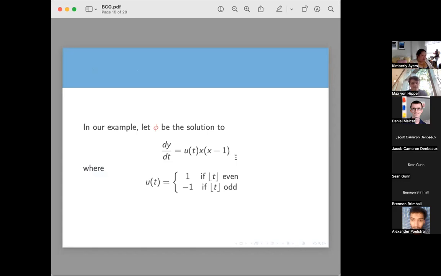So for example, let phi here be the solution to this differential equation, and here is my switching function happening, right? So there's that function happening in the background, but it's updating what's happening here. This differential equation is getting information from this switching function that tells it how it's going to switch. So that's just one example.